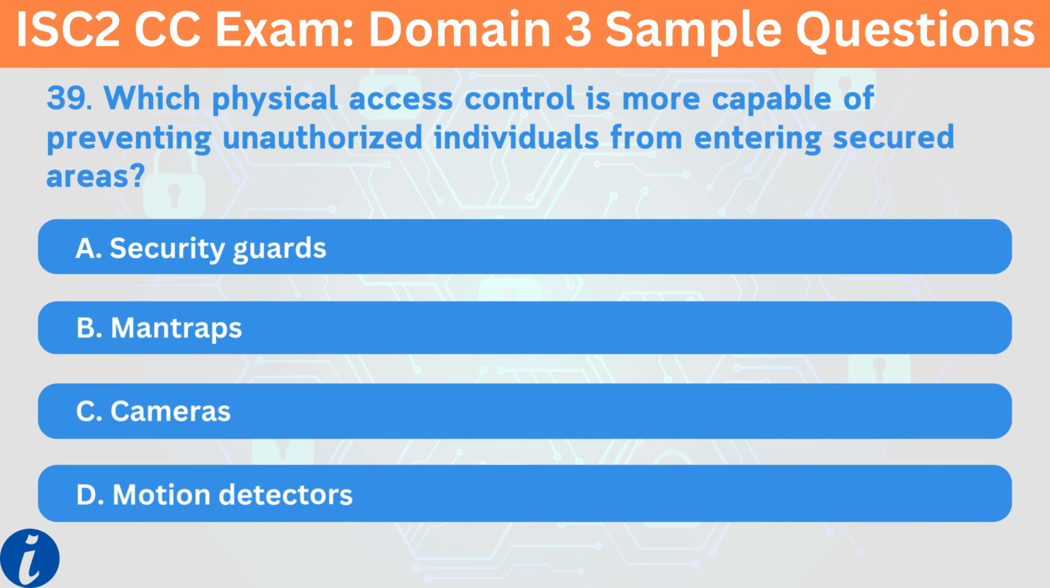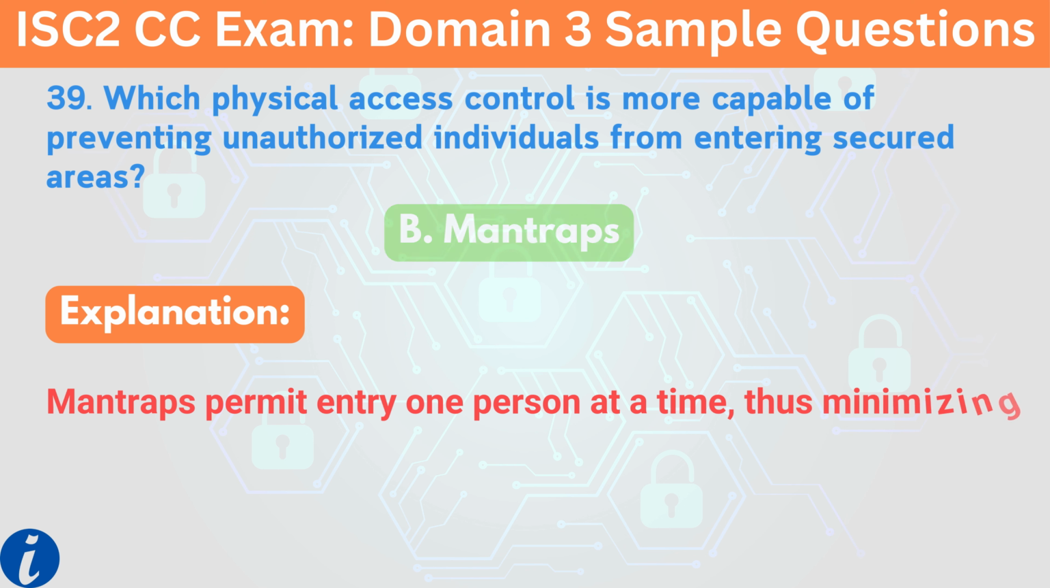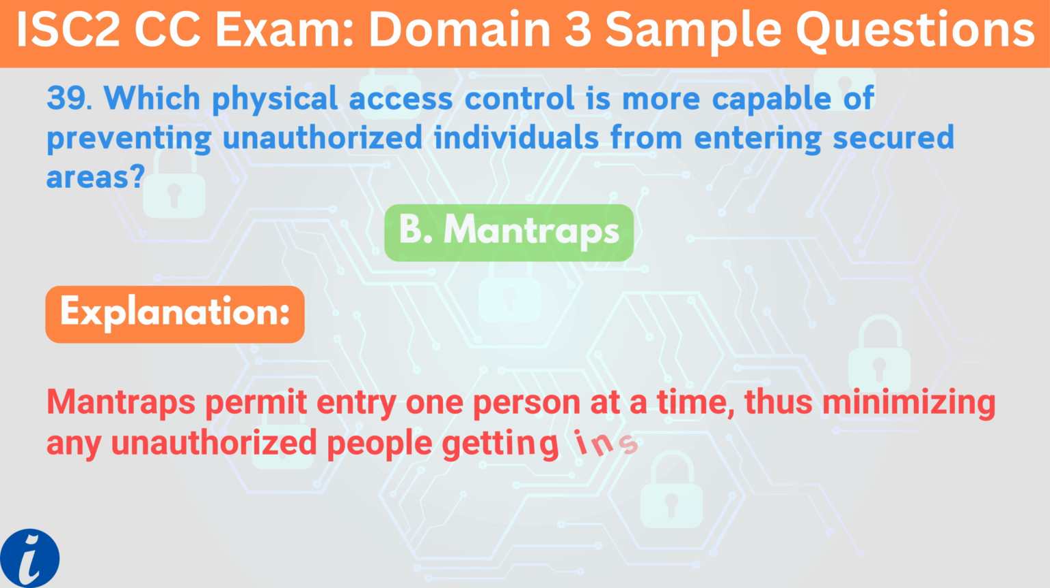39. Which physical access control is more capable of preventing unauthorized individuals from entering secured areas? A. Security guards. B. Mantraps. C. Cameras. D. Motion detectors. The correct answer is B. Mantraps. Explanation. Mantraps permit entry one person at a time, thus minimizing any unauthorized people getting inside.